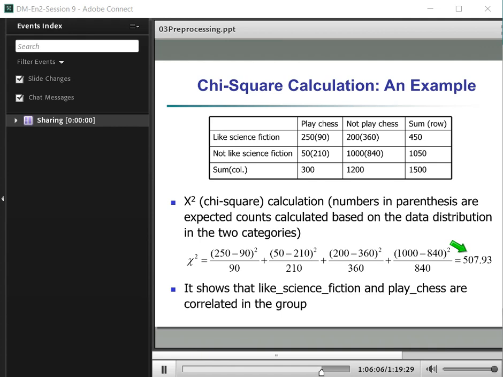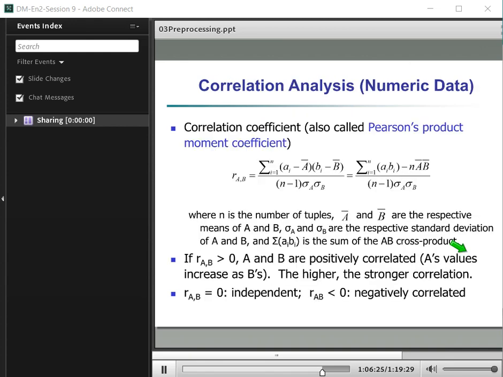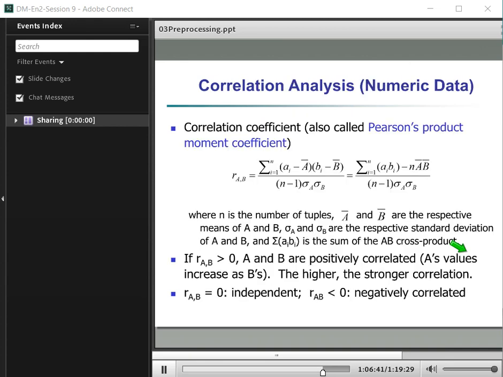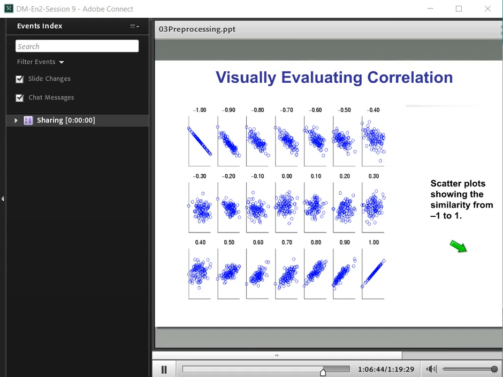It's a big value. So based on our knowledge, we can say that there is a correlation between liking science fiction and playing chess. We can just say that there is a relation between them, nothing more. So this case shows that both of these features are correlated.